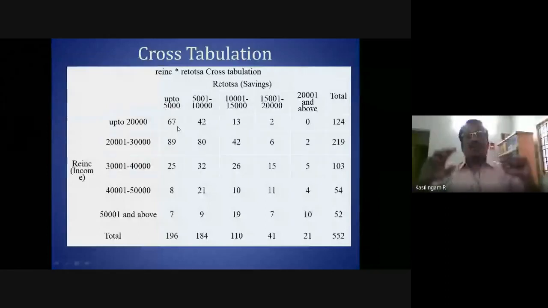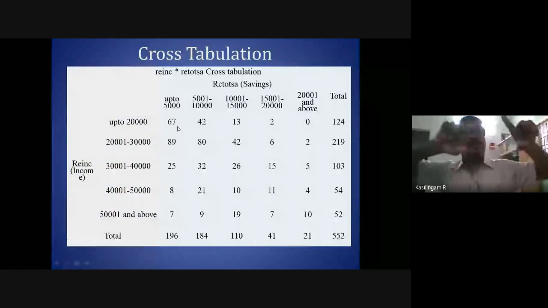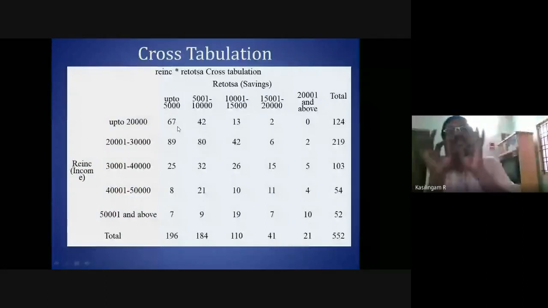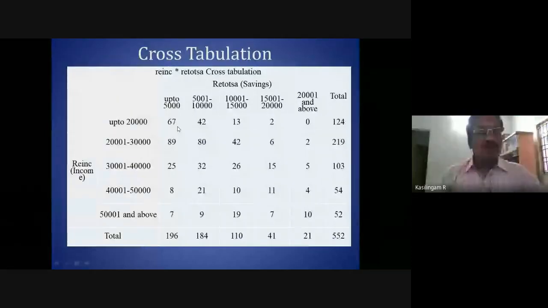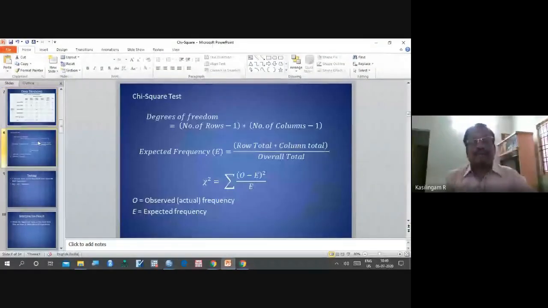Right? So whenever you run a chi-square test, we will get a cross tabulation table. In that cross tabulation table, you will get a frequency. Each frequency, we call it as O, observed. What is expected? I will tell later how expected is calculated, all these things. Here the formula is given. All these formulas I will come to later.